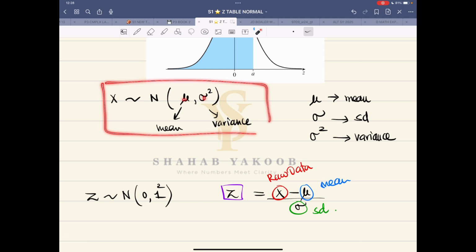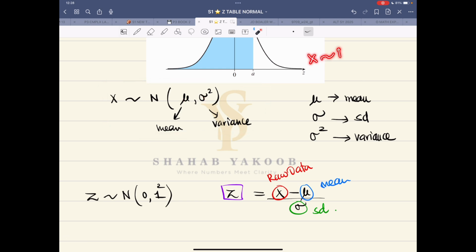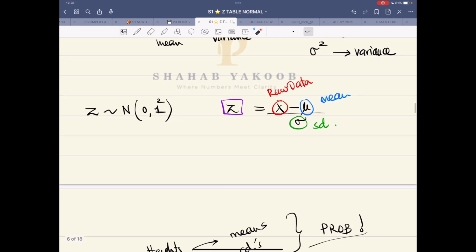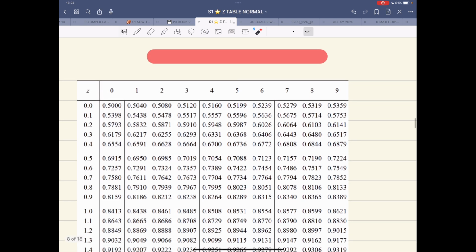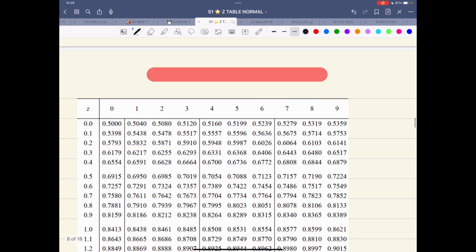These are the parameters, just like binomial. X follows a binomial distribution with n comma p. Or just like geometric, X follows a geometric distribution with a parameter of p. So it has two parameters over here. This is the standardized score, and this is the example of standardized score. So now we are starting with the first thing, which is using the z value to find the probability value. And I'm just focusing on 1 decimal place, which is pretty basic.